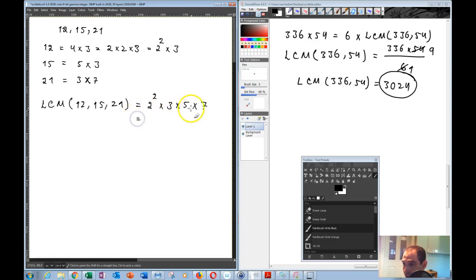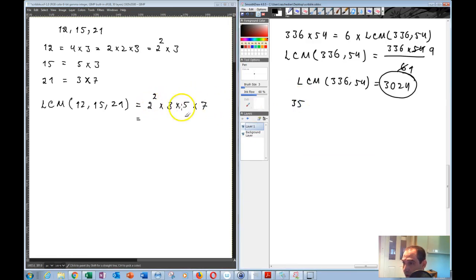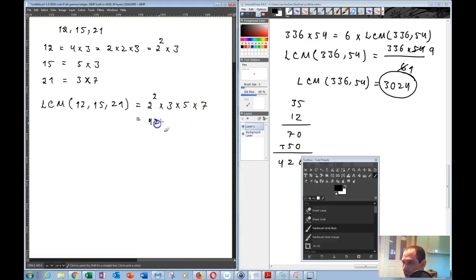So it's equal to 35 times 12, which is equal to 420. So that's 420. Now, what we said about the LCM, it's the greatest powers of the prime factors. The greatest powers of the prime factors.